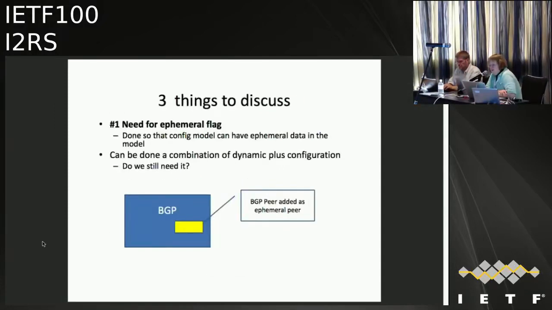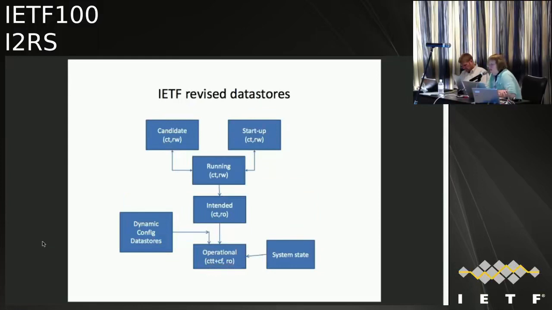There are only three things to discuss regarding this model. One, whether we need an ephemeral flag. We did this so that you could have a flag in the data model. That's in all the requirements. Could this be done in a combination of dynamic plus configuration? Let's look at this. If you have the dynamic data store, which I2RS data stores are, and the intended, do we need to have something where we have the ephemeral flag? That's question 1.